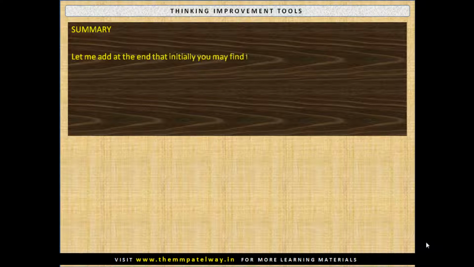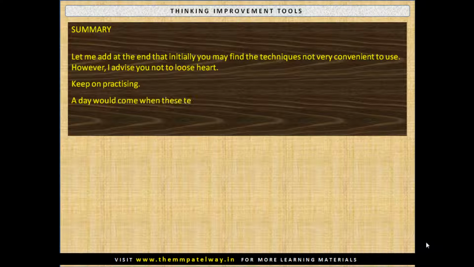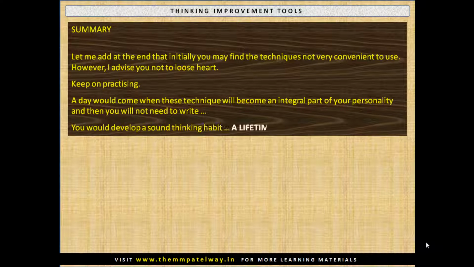Let me add at the end that initially you may find the techniques not very convenient to use. However, I advise you not to lose heart. Keep on practicing, and a day would come when these techniques will become an integral part of your personality, and then you will not need to write even. At that point of time, you would develop a sound thinking habit, and that will be a lifetime asset.